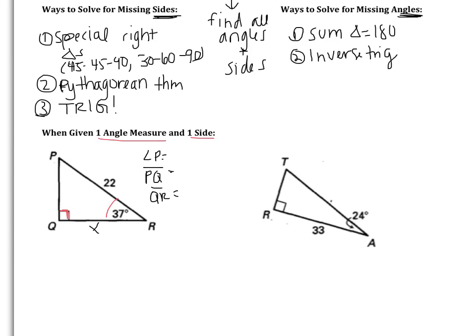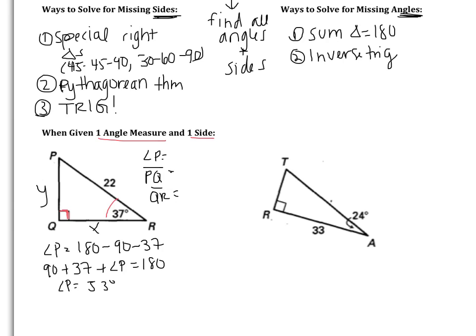I'm going to mark my sides X and Y. In this case, I think it's easiest to find the angle first. Because we have 2 angles, and we know that the triangle is 180, angle P is going to be 180, subtract my 90 degrees at angle Q, subtract 37. Another way to write this is 90 add 37 add angle P equals 180. All 3 angles add to be 180. This tells me that angle P is 53 degrees. Okay, so 1 down, 2 to go.